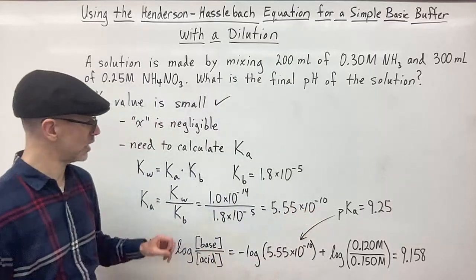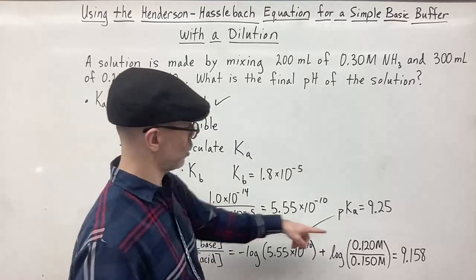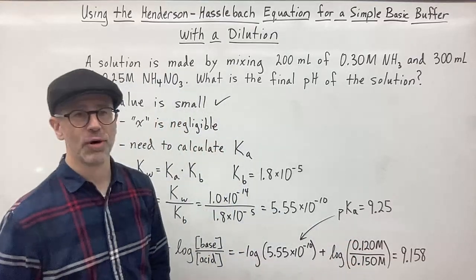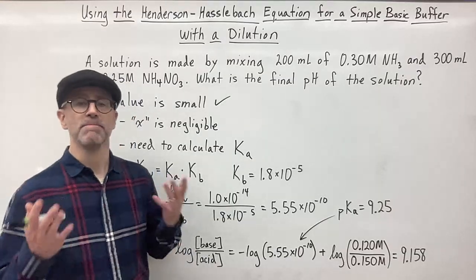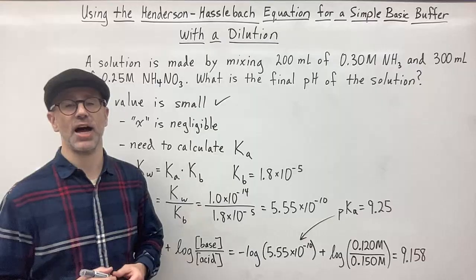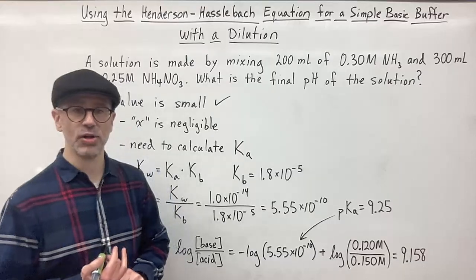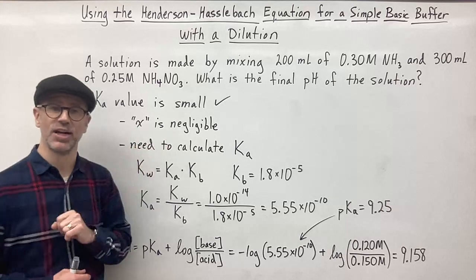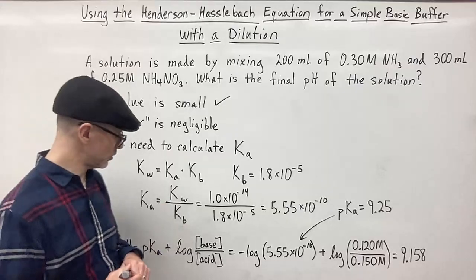small compared to the concentration. So the concentrations were 0.120 molar and 0.150 molar from before, so much, much smaller than they. So therefore, the conditions are met in order to use the Henderson-Hasselbalch equation. So we have a buffer, and the Ka value is significantly small. Therefore, we can assume that the X, that change, is going to be negligible. And so now we can just plug everything into our Henderson-Hasselbalch equation.